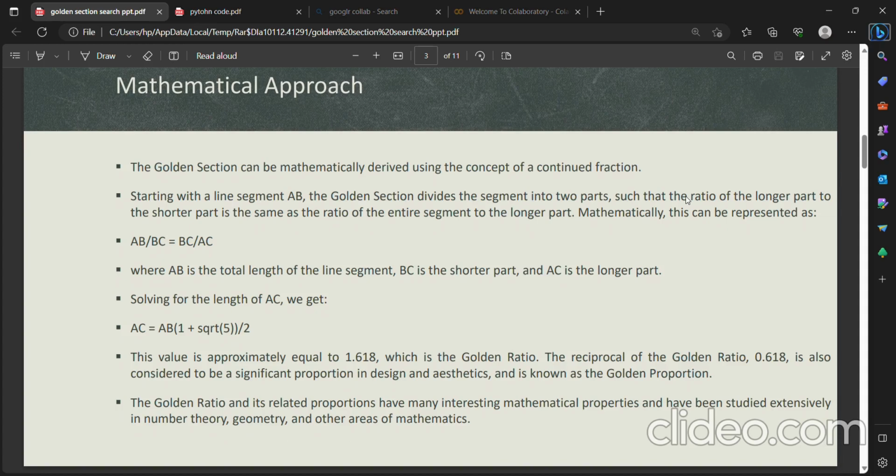The reciprocal of the golden ratio is equal to 0.618, which is also considered to be a significant proportion in design and aesthetics, and it's also known as the golden proportion. The golden ratio and its related proportions have many interesting mathematical properties and have been studied extensively in number theory, geometry, and other areas of mathematics.